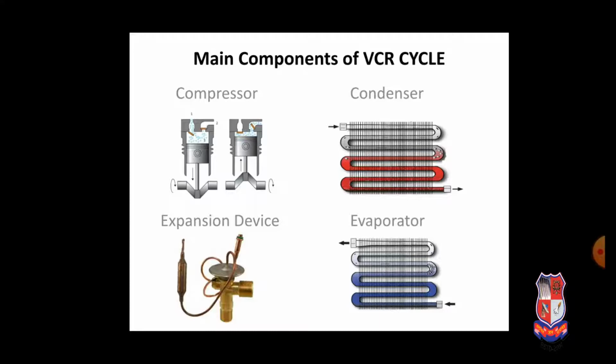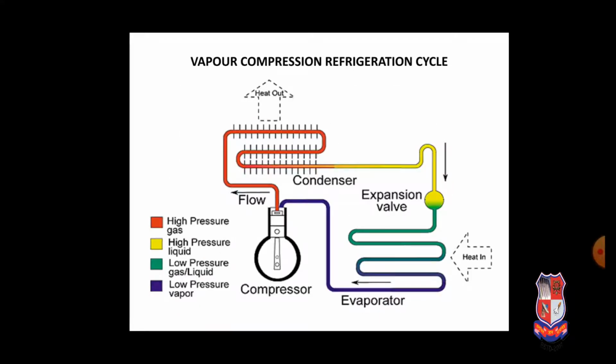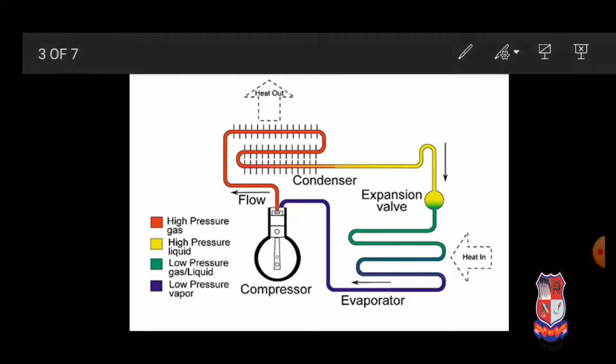Now we are going to discuss about evaporator. Evaporator is also one type of heat exchanger. The function of evaporator is to absorb latent heat from cooling space. At that time, liquid refrigerant is evaporated and changed into vapor refrigerant. Now we are going to discuss about the vapor compression refrigeration cycle.